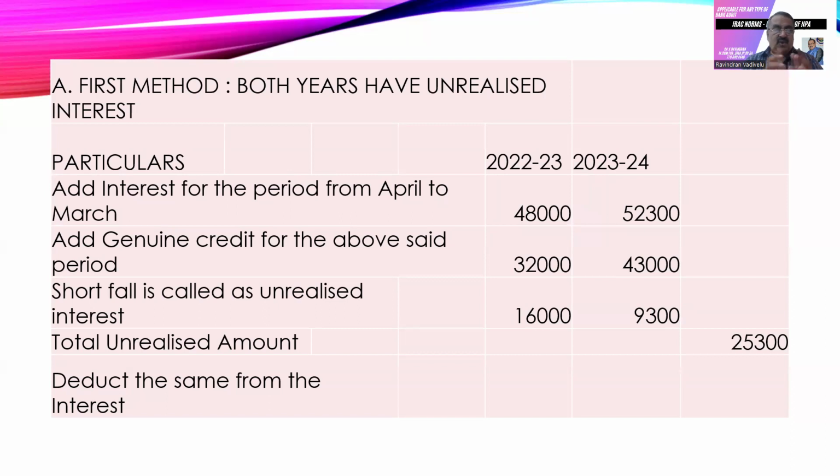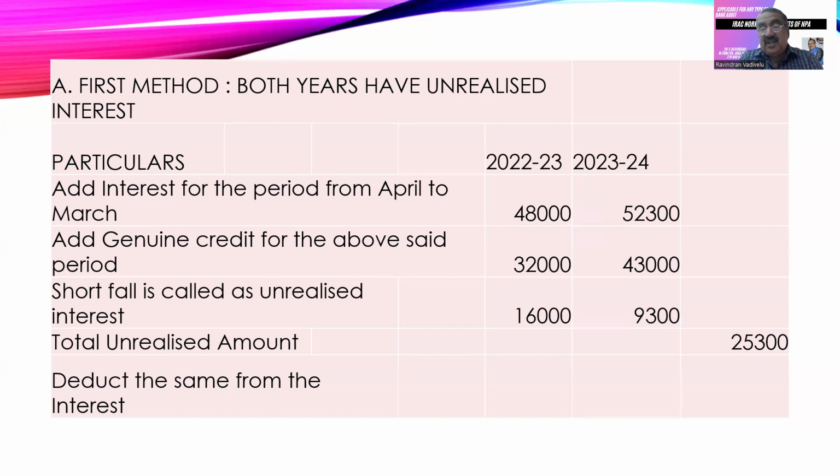That is, one account you have identified as NPA, say for the year 31-3-24. Add interest for the year 22-23, that is April to March, 48,000. The genuine credit from April to March is 32,000 and the shortfall is 16,000. Go to the next year 23-24. Add interest debited from 1/4/23 to 31/3/24. It works out to 52,300. Add only the genuine credit, 43,000. Then the shortfall is called unrealized interest. So both the years you have got unrealized interest. Here I have taken only 2 years, but the circular says it is past period. Suppose the loan is sanctioned from say 1/4/2020, you have to do the same exercise.